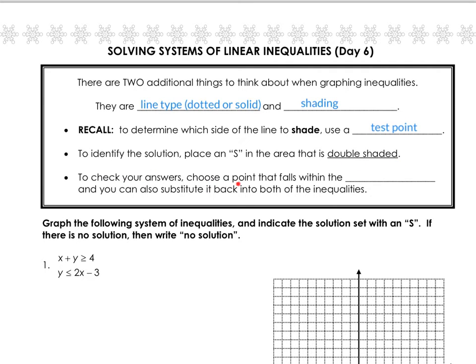You can do this by choosing one point that falls within the solution region or solution area, and then you can substitute it back into both of the inequalities to make sure that it's true. So that's optional if you want to check. So let's look at an example together.